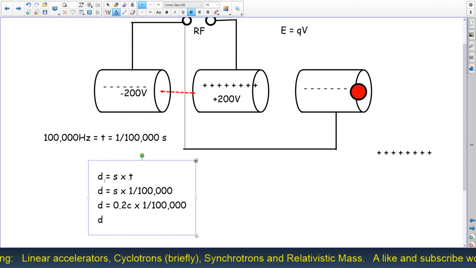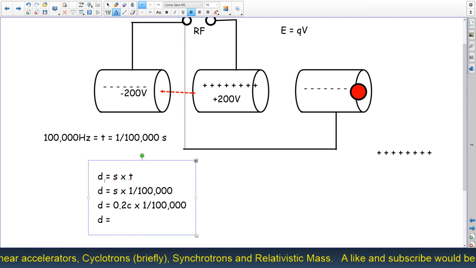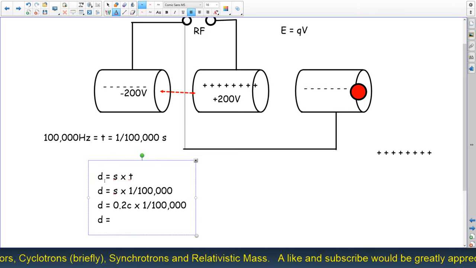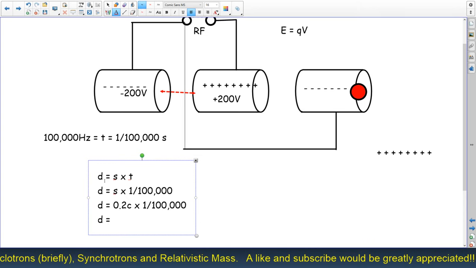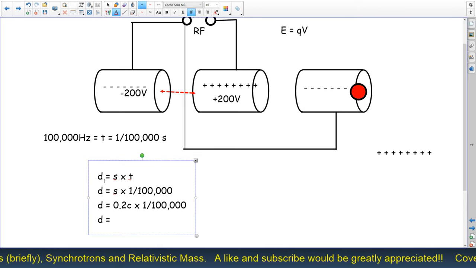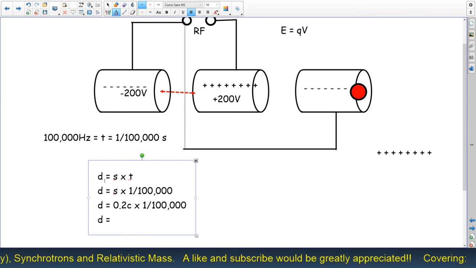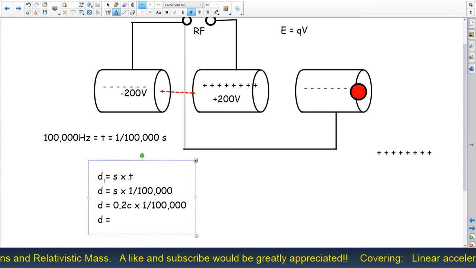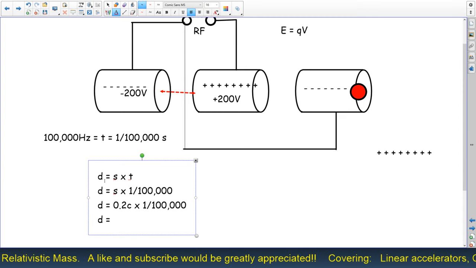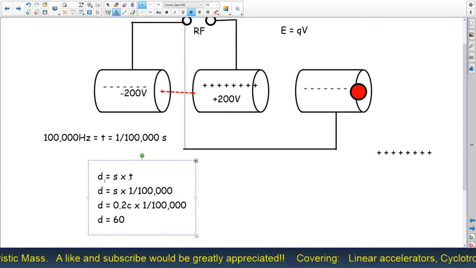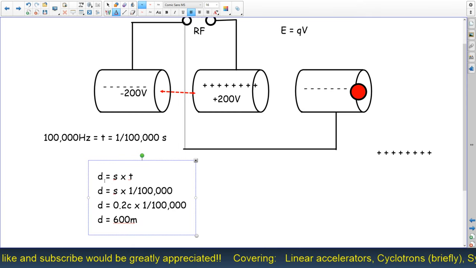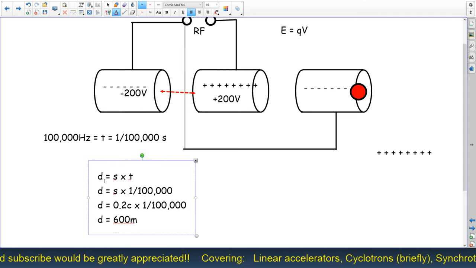Well, let's put that into our calculator. So c is equal to 3 by 10 to the power of 8. Multiply that by 0.2, which gives us about 60 million. Divide that by 100,000, and we get a distance of 600 meters. That's over half a kilometer for a drift tube.